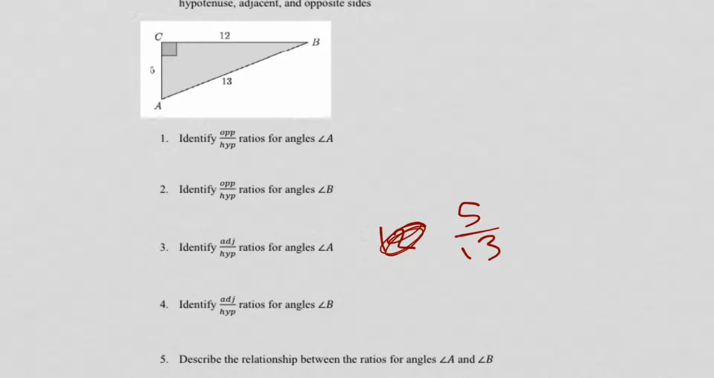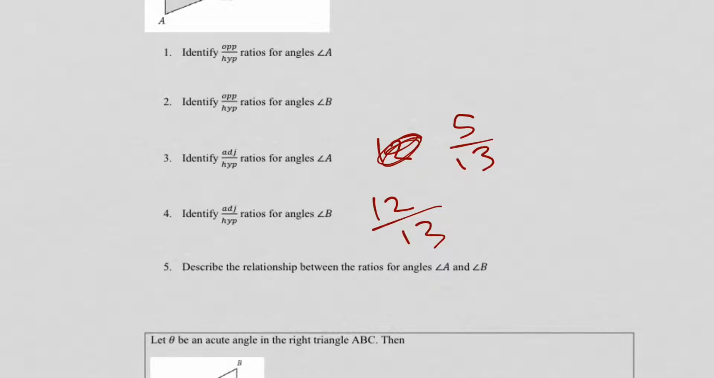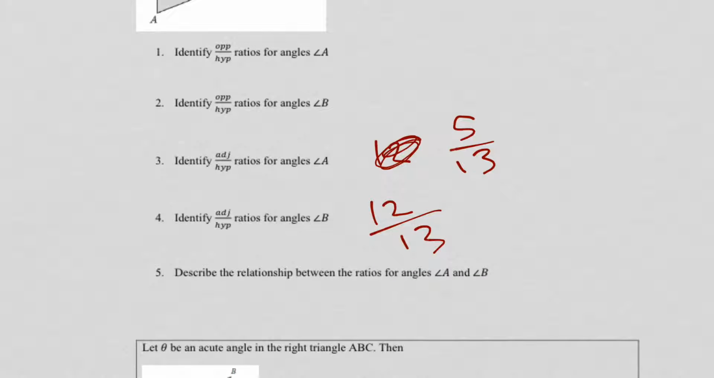Angle A should just be 12 over 13, which is not showing up. I lied to you, no, it's not. It's 5 over 13. And number 4, adjacent to B is 12 over 13. Okay. Let me actually write the answers here. What was it? Opposite was 12 over 13.